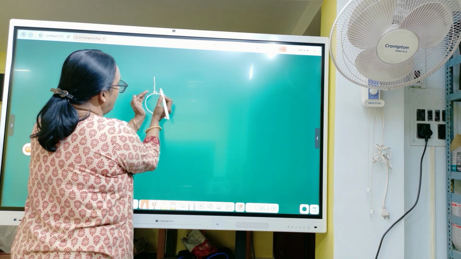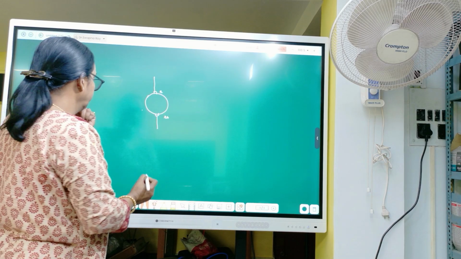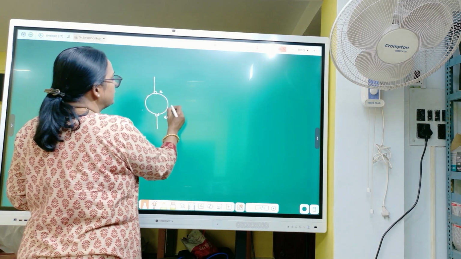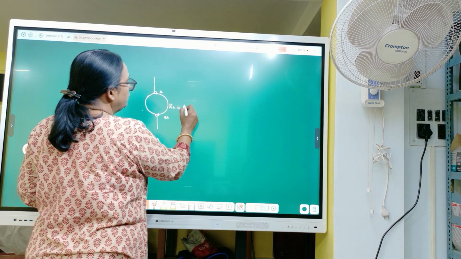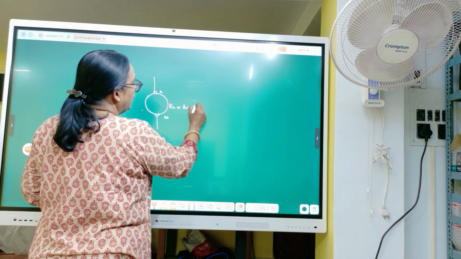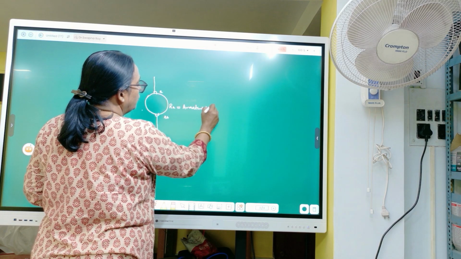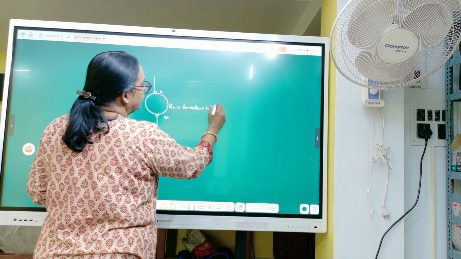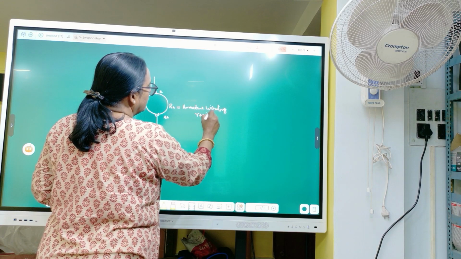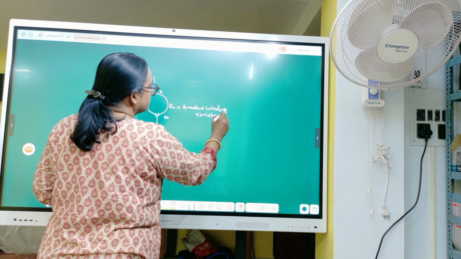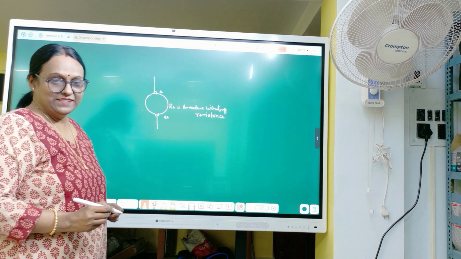So this one is the actual armature of the motor. So that's the armature resistance that is there. So R is equal to armature winding resistance or armature resistance.